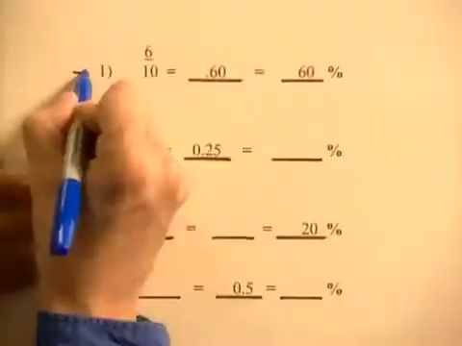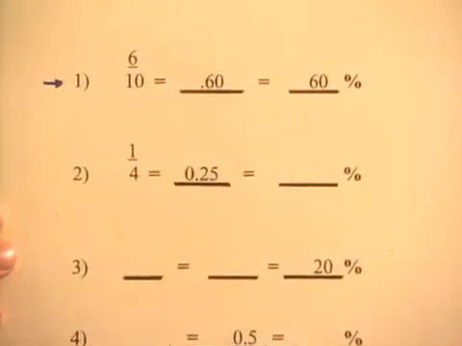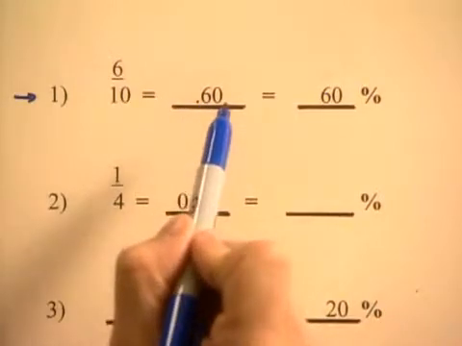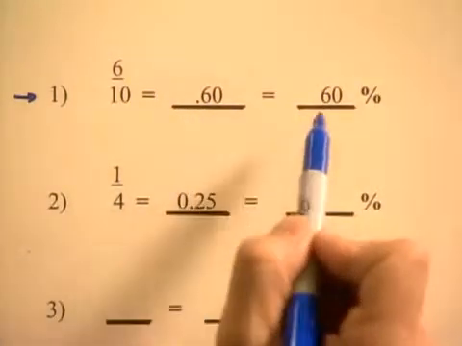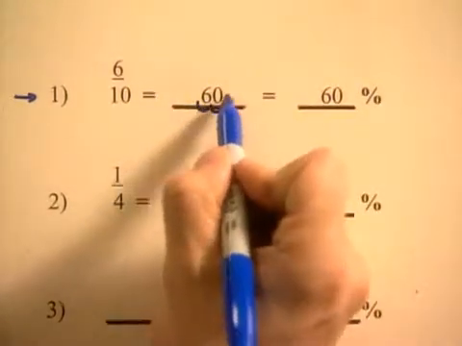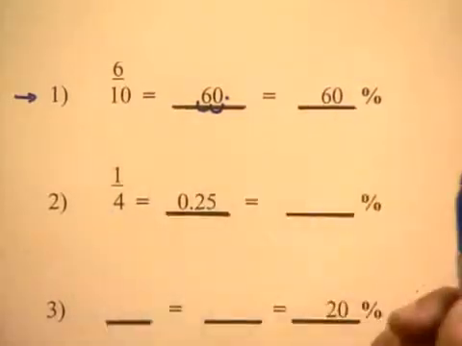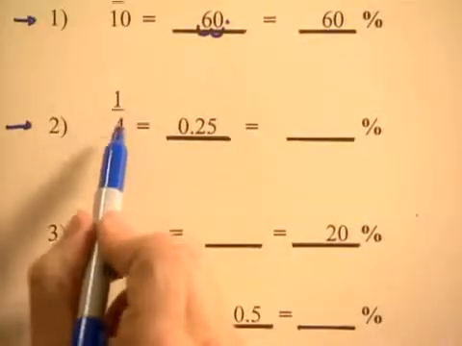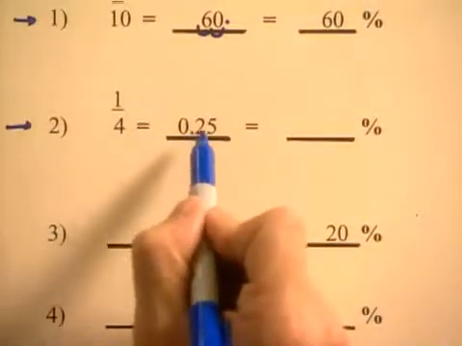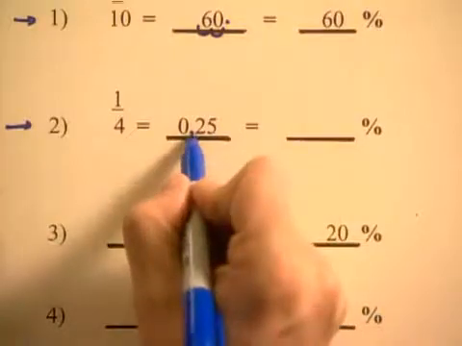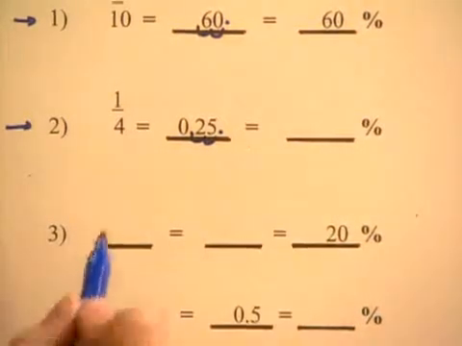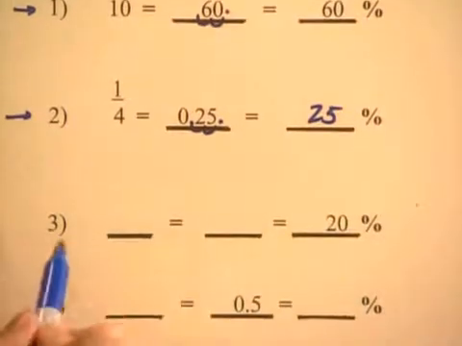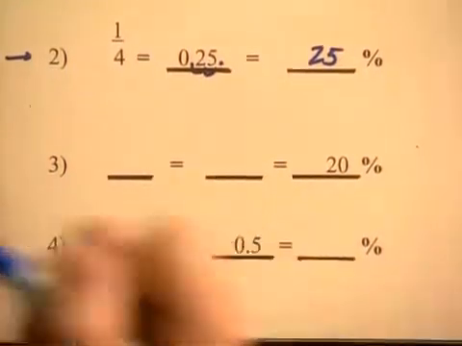The first one, they did for us, which is nice. 6 tenths, the fraction, equals 6 tenths, or 60 hundredths, the decimal, which equals, if I move my decimal 2 spots to the right, 60%. Number 2, that's the problem we just did. 1/4. 1 divided by 4 equals 0.25, or, if we move the decimal 2 spots to the right, 25%.